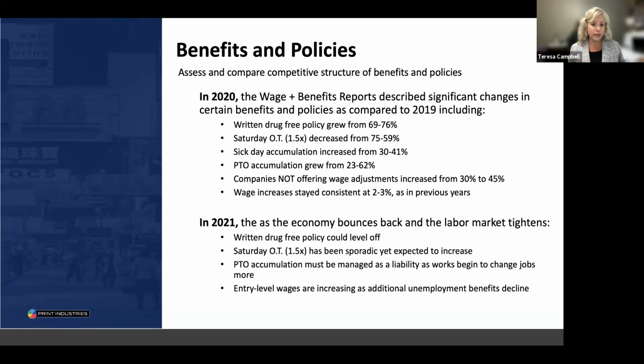The Saturday overtime has been sporadic through the recovery from COVID, where some are doing a lot of overtime and others not as much. So it's really an up and down roller coaster at this point that we expect to level off. PTO accumulation really has to be managed. That's a liability for your company. You have to go back and look at your employee handbook and how that works.